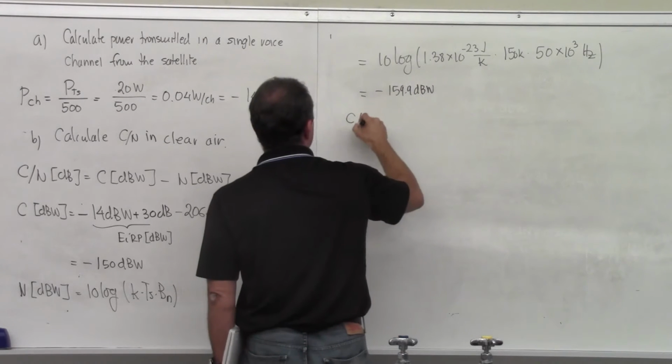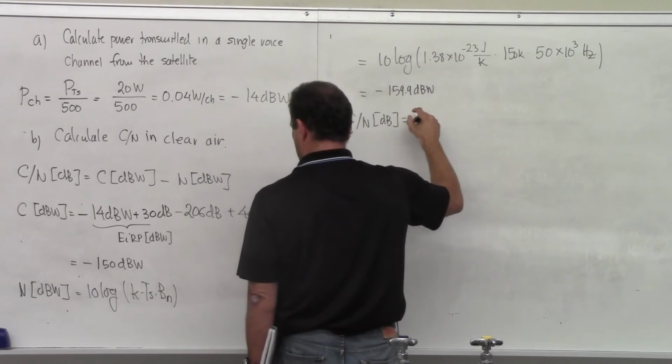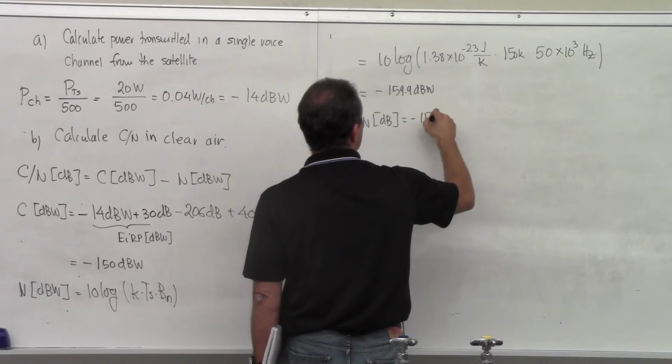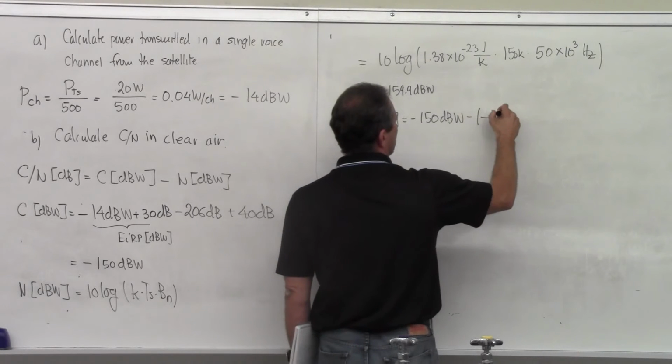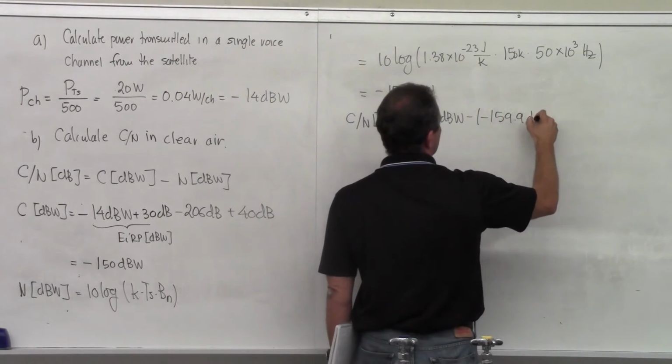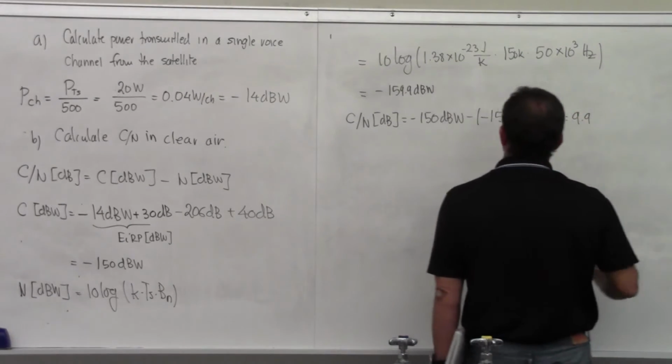So your C to N in dB is going to be minus 150 dBW minus minus 159.9 dBW, which is 9.9 dB.